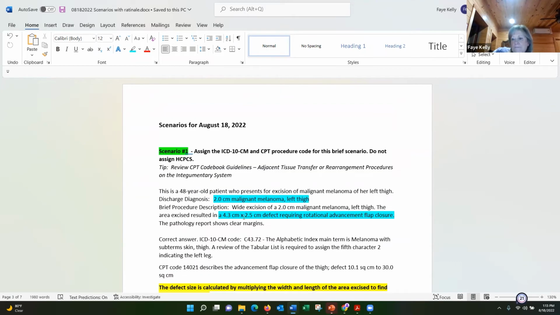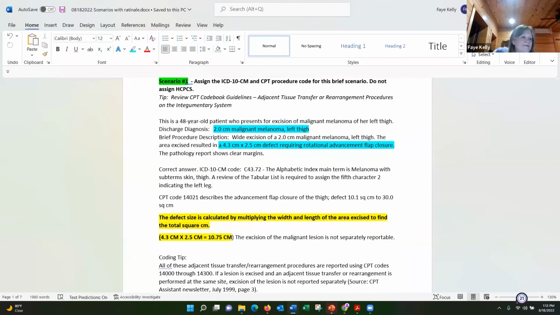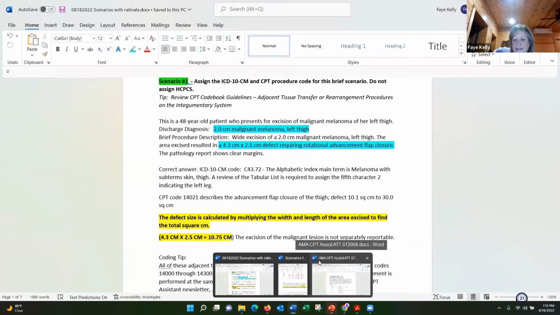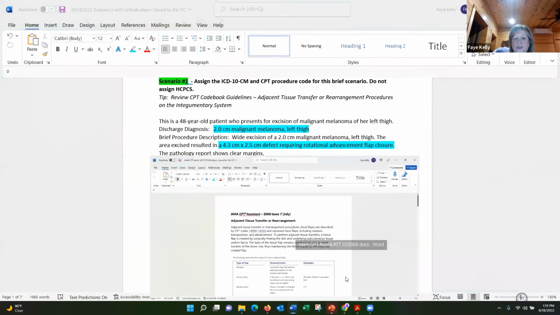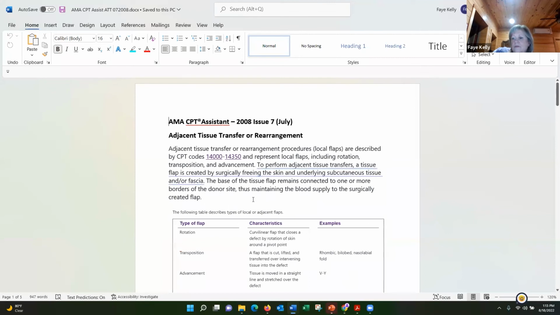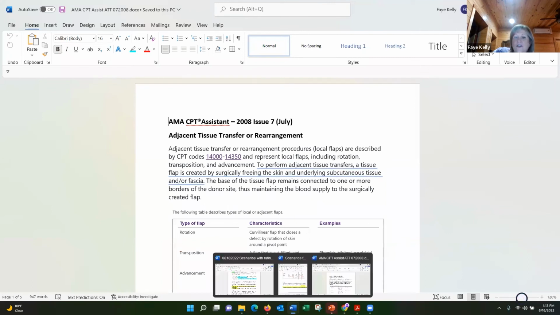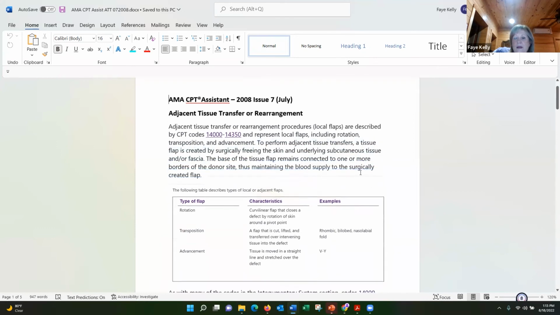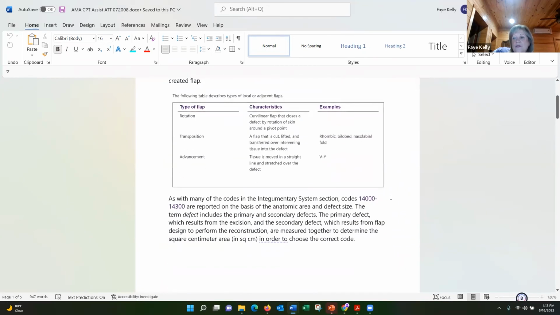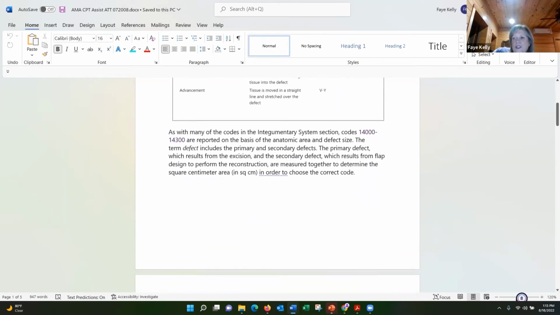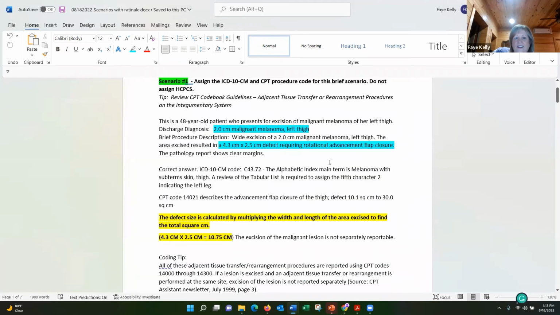Any questions? And I will be sending over that article from CPT Assistant as well on your coding of adjacent tissue transfer. It's really good information, and the examples always help me. I always try to code it before I look at the answer to see if I can get it correct.